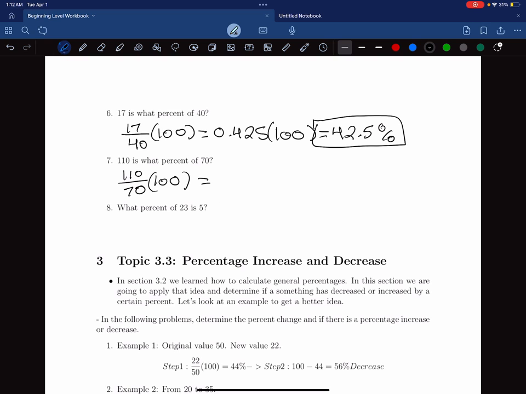Now 110 divided by 70 is a long decimal. It is 1.57142857 and so on. And then we're going to multiply that by 100, and that will get you 157.14%.